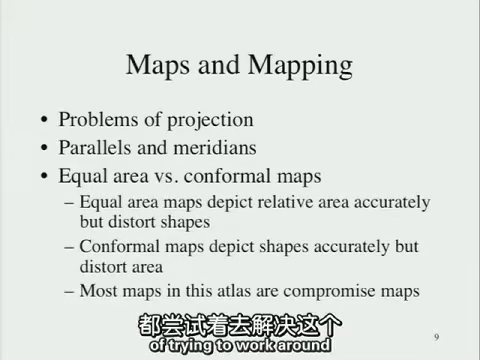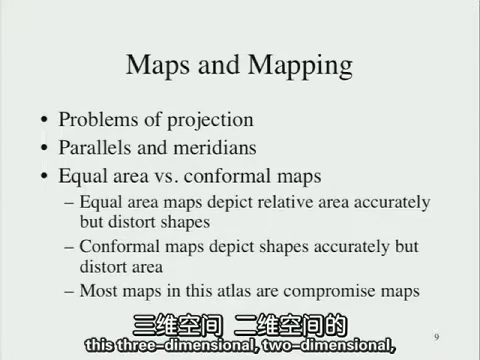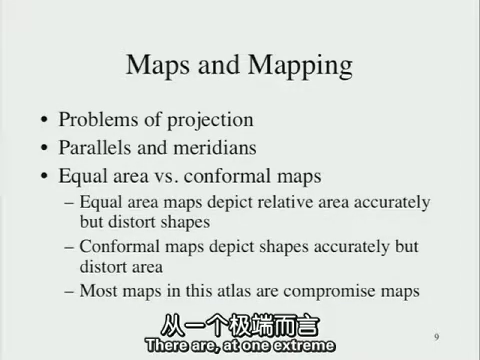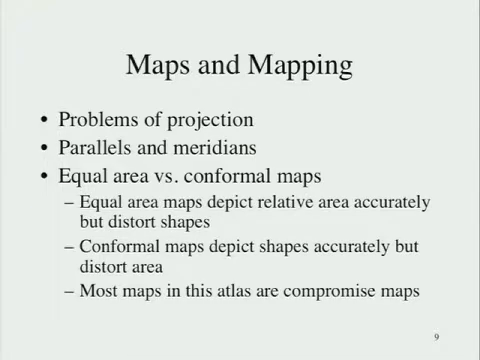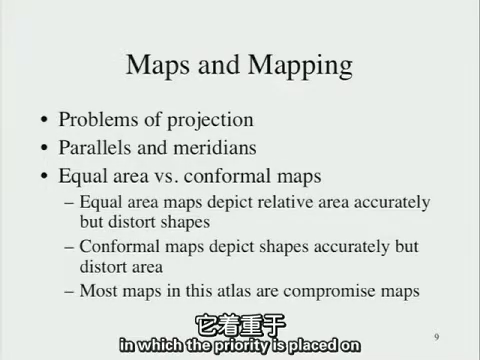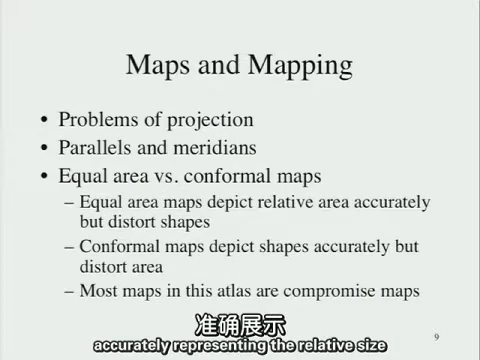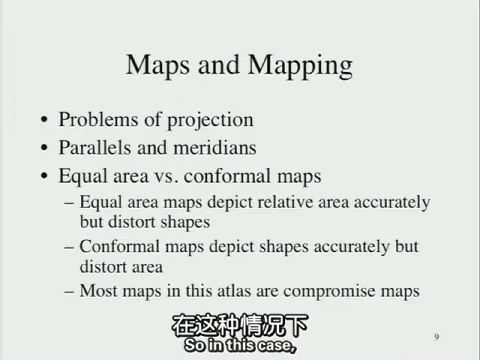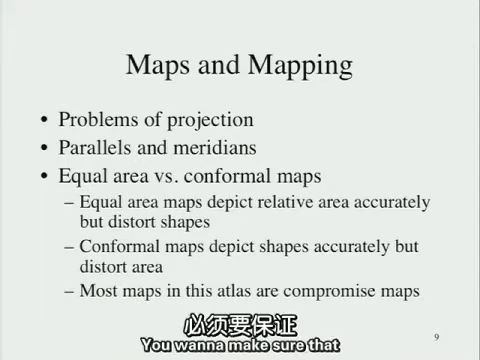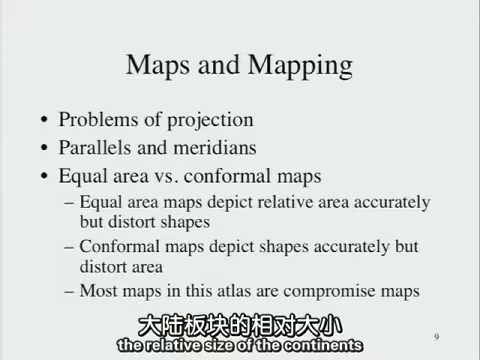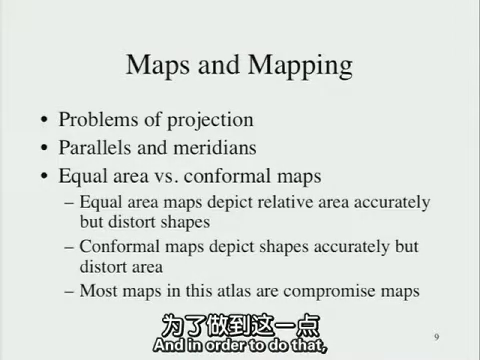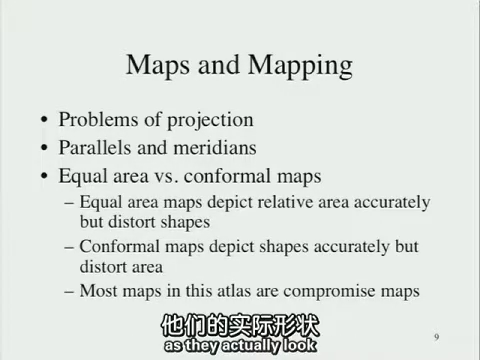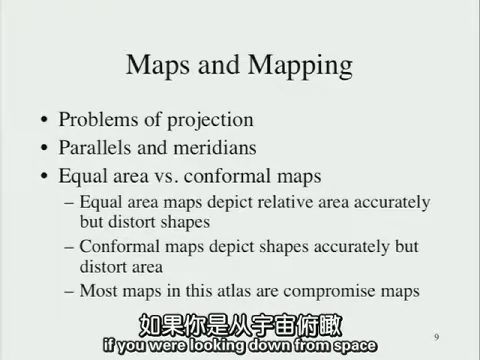So there are a couple of different ways I suggested of trying to work around this 3-dimensional, 2-dimensional representational problem. There are, at one extreme, what's called equal area maps, in which the priority is placed on accurately representing the relative size of different parts of the surface of the Earth. So in this case, the obvious example is the continents. You want to make sure that the relative size of the continents is accurately depicted, and in order to do that, you have to distort their shapes.